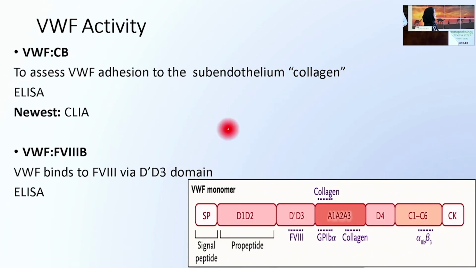Moving on to the binding of von Willebrand to the collagen, what we call VWF collagen binding, is to assess adhesion to the subendothelium. It's usually done by ELISA testing, and we have newer CLIA testing coming. And finally, we measure VWF binding to factor VIII by ELISA testing.